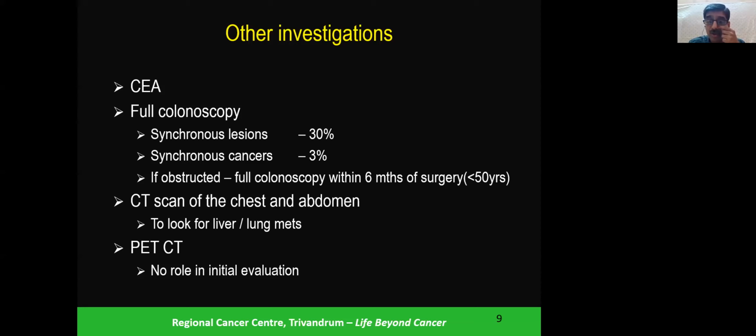But in such a patient, a full colonoscopy should be completed within 6 months of the surgery, especially in patients who are less than 50 years of age with a strong family history, because they are likely to have polyps or adenomas higher up.